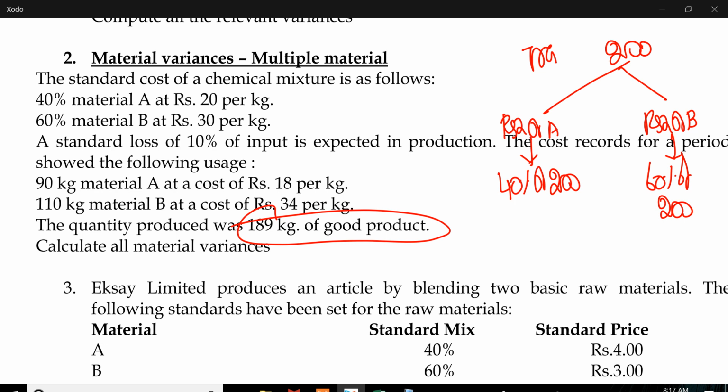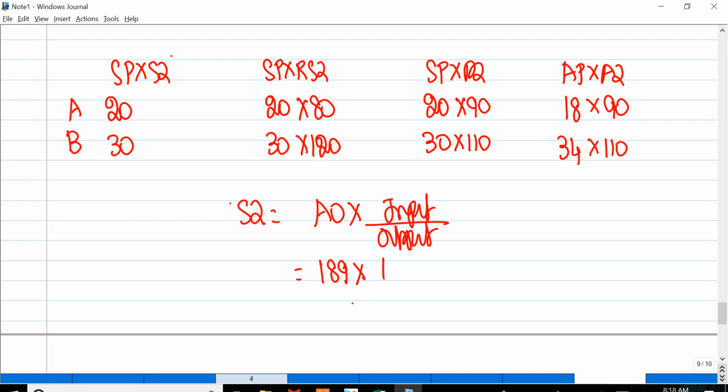The input output is 100 by 90. 100 kg of input will lead to 90 kg of output. So the input output ratio is 100 by 90, or 1 by 0.9, any number you want to take. Any doubts on that? 189 kg of output has been produced, so I cannot be changing my output. Output is 189, but the input output ratio is 100 is to 90. So 189 into 100 by 90.